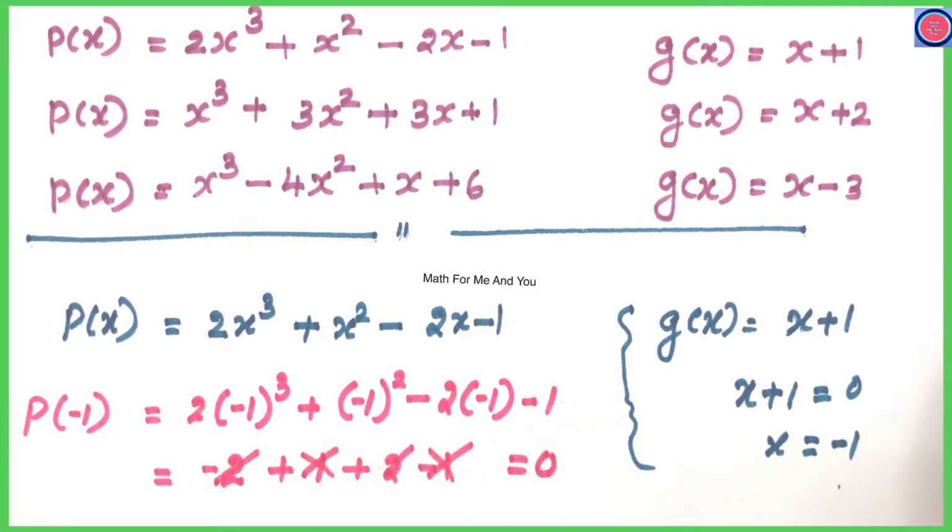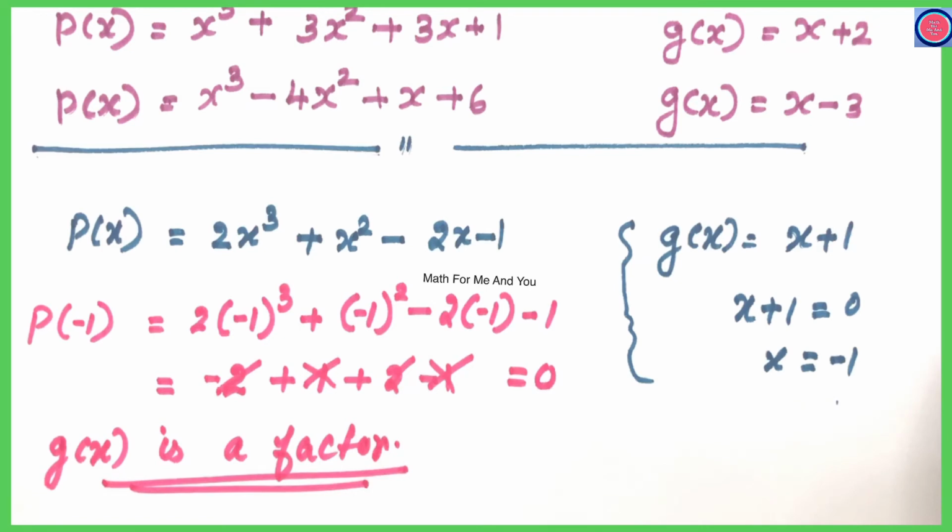That means when we divide the polynomial by x plus 1, we are getting the remainder 0. So x plus 1 is a factor of p of x. g of x is a factor of p of x.